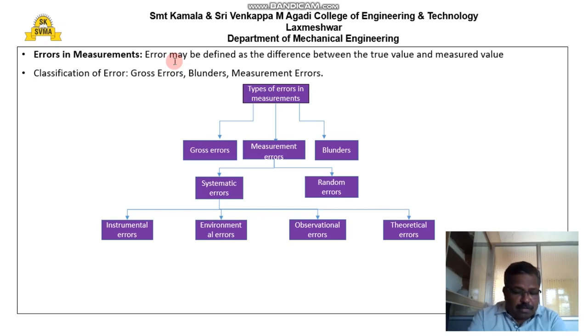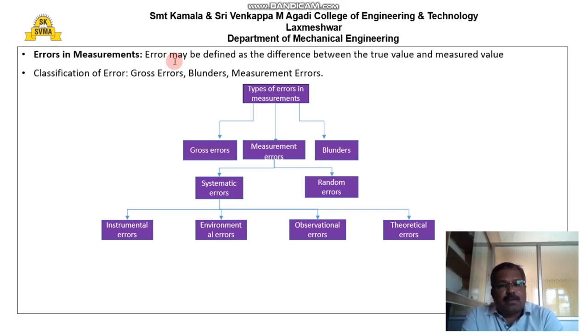Suppose this question is asked in the main exams for 8 to 10 marks. You need to define error first, and next you need to state the types of errors, using a block diagram or just explaining in a very simple manner. Types of errors in measurements: it is broadly classified into three types. One is the gross error, another is the measurement error, and the third is blunders.